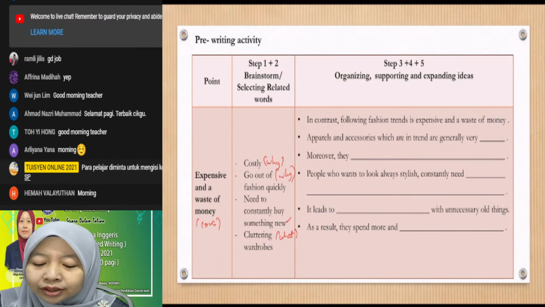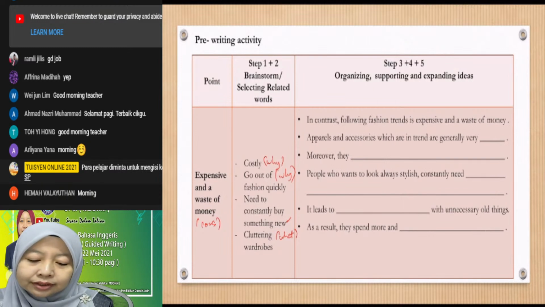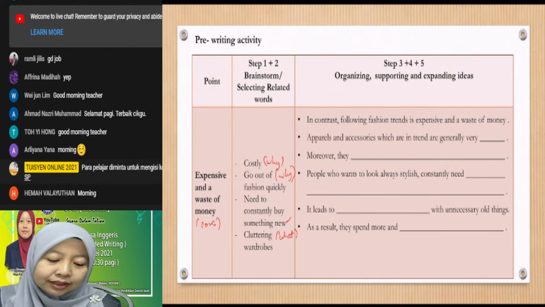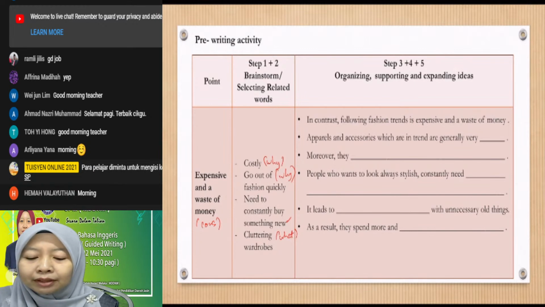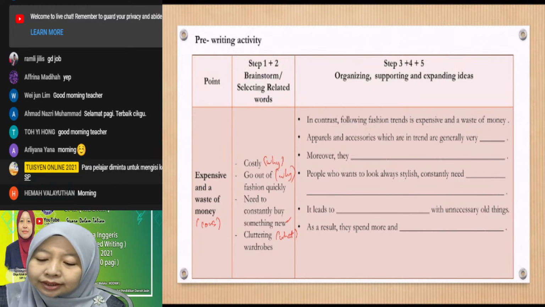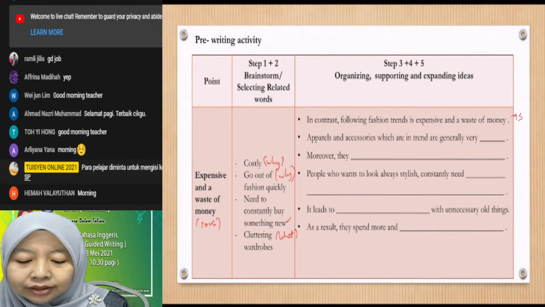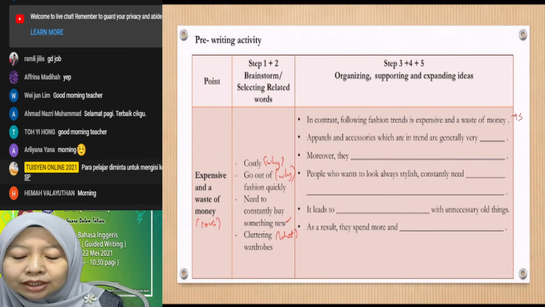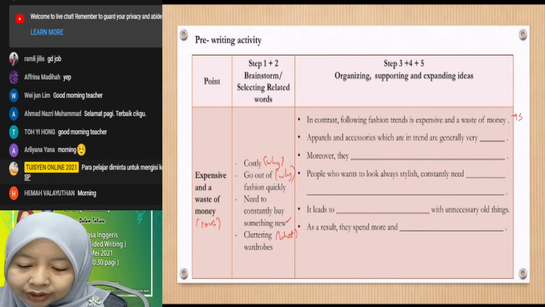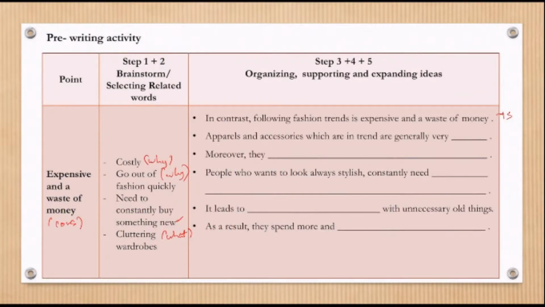Next, we proceed to the organizing part. So again, I present my point in my first sentence, and this is my topic sentence. In contrast, following fashion trend is expensive and a waste of money. So I use the points that are given in the stimulus.